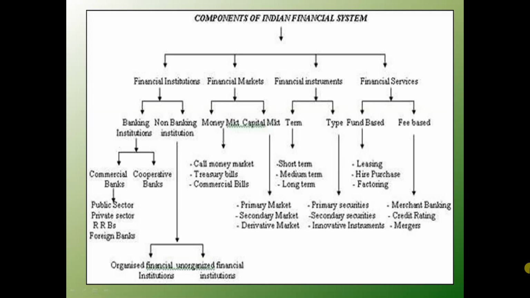Now there again we have divided this into two types. Firstly, term wise, period wise, there are three types of financial instruments, that is short term instruments, medium term instruments, and long term instruments. Whereas type wise, there are again three types of instruments: securities, like primary securities, secondary securities, and innovative instruments.